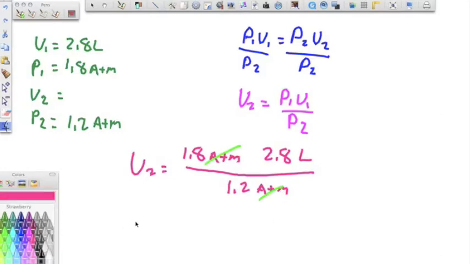So we plug this into our equation, and V2 is going to equal 4.2, not atmospheres, sorry guys, that should be liters. Atmospheres canceled. So this is 4.2 liters. We went down in pressure, so we had to go up in volume. Remember that pressure and volume have an inverse relationship.